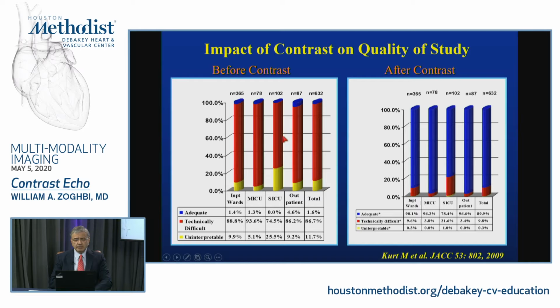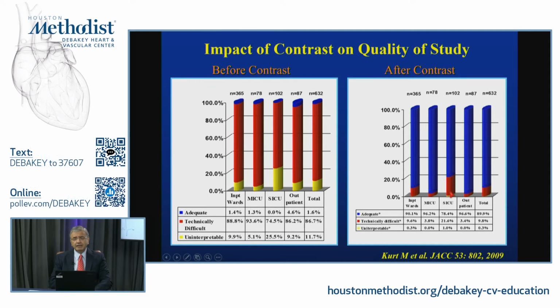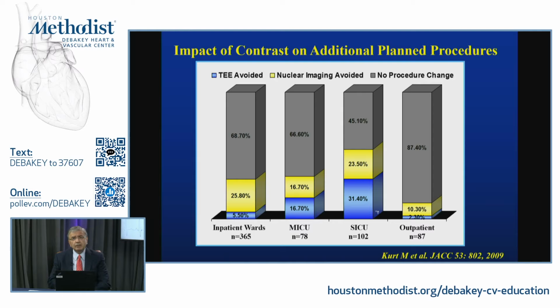And after contrast, we had just a sliver of uninterpretable studies in the surgical intensive care unit, a higher percentage compared to others. It's still technically difficult studies, so it doesn't eliminate that, but notice the major change that the vast majority now becomes interpretable, okay? Inpatient ward, MICU, SICU, and the outpatient setting, and this is the total. Let's take a look at the impact. What we asked the physician is, we gave them the result of the study without contrast. What would you do next for that particular patient? And we gave them the result after contrast and said, what would you do?